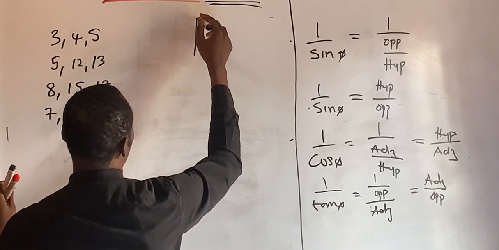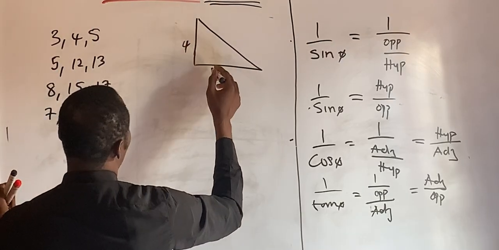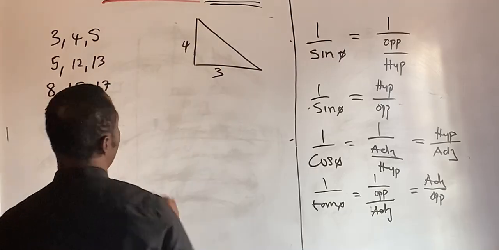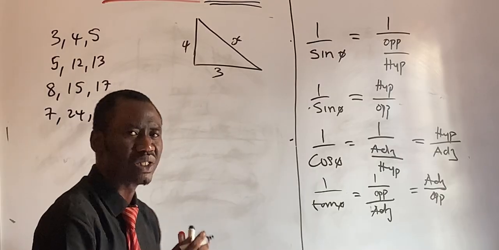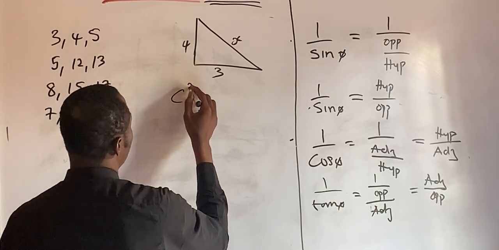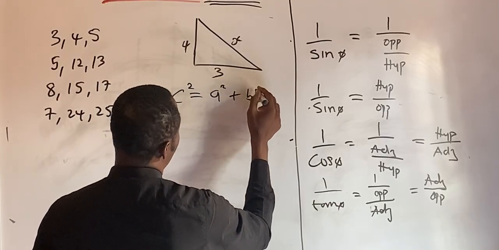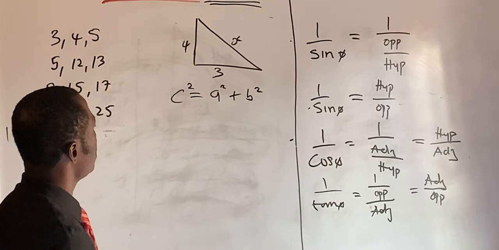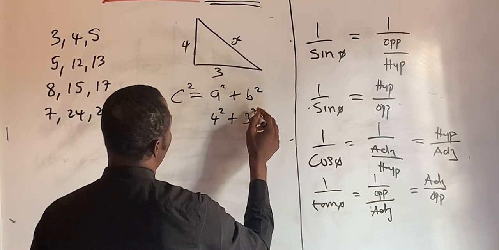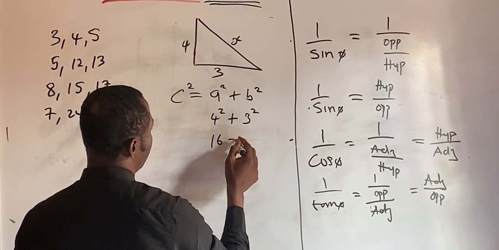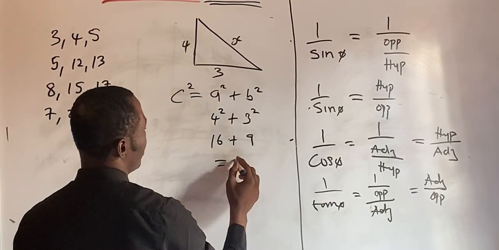Let's say we have a triangle. And then over here we have 4. Over here we have 3, for instance. And then you're asked to find the missing side x. Of course, we use the Pythagoras theorem to do that. So we have c squared equals a squared plus b squared. Now, c squared equals 4 raised to the power of 2 plus 3 raised to the power of 2. And 4 raised to the power of 2 is 16, and 3 raised to the power of 2 is 9. When you add this together, you'll have 25.